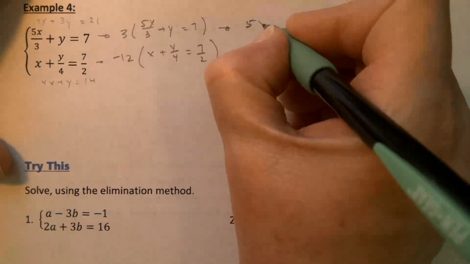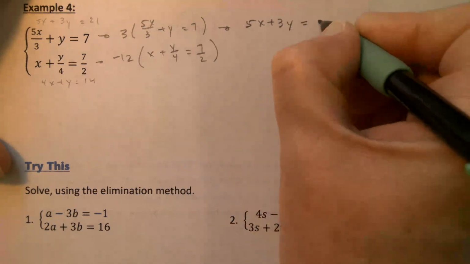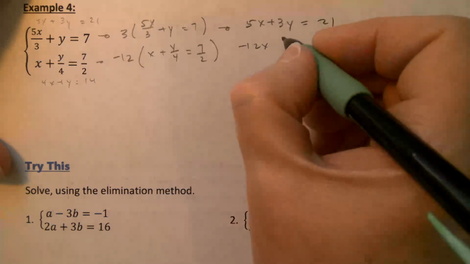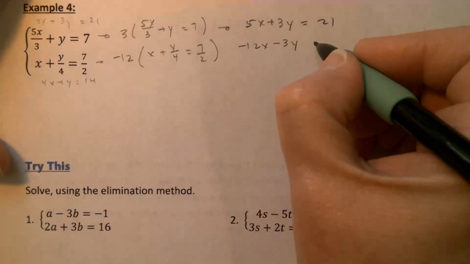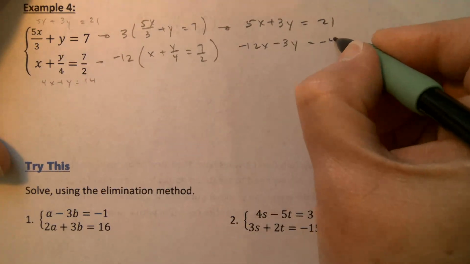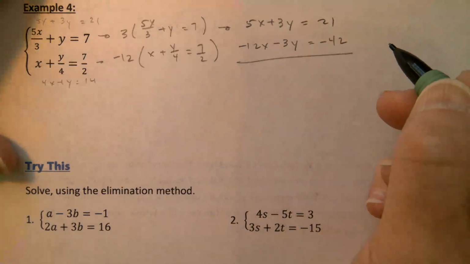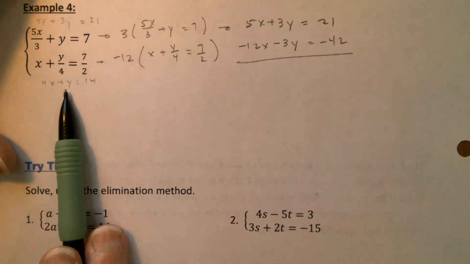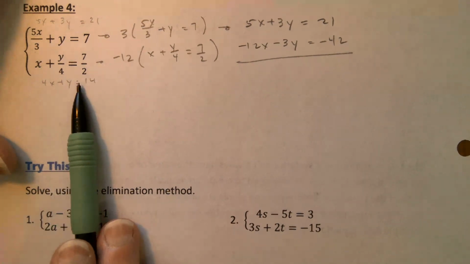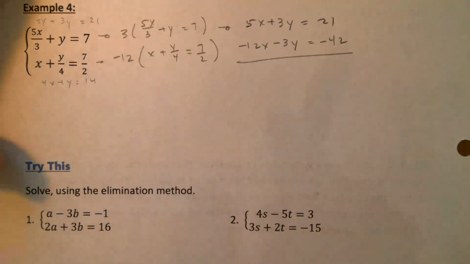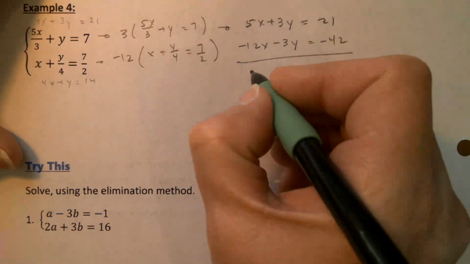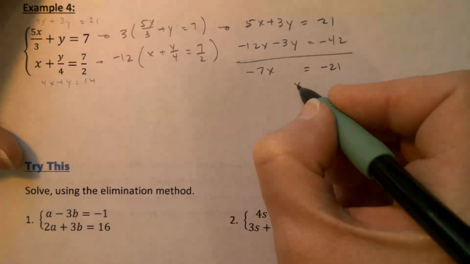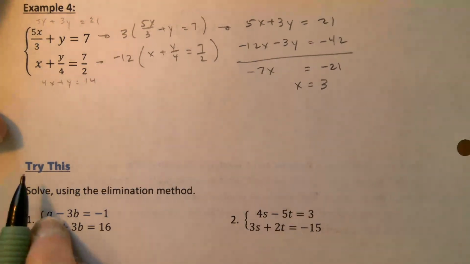So this will give me 5x plus 3y equals 21. This will give me -12x minus 3y equals -42. Okay, you could have done it in 2 steps. You could have gone through it and gotten rid of the fractions first and then multiplied this equation by -3. I just did it together in one step. So this gives me -7x. Those cancel out. This gives me -21. So x is equal to +3.